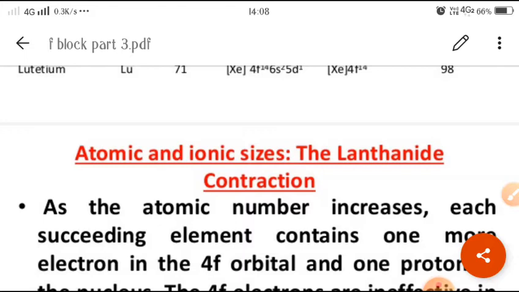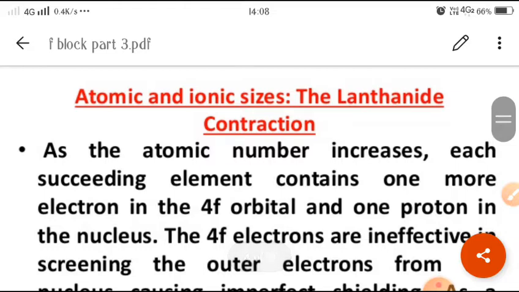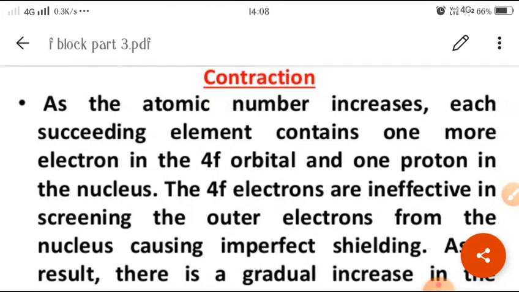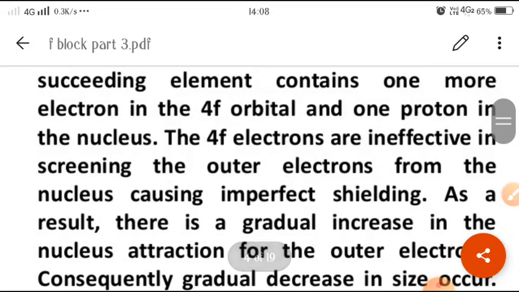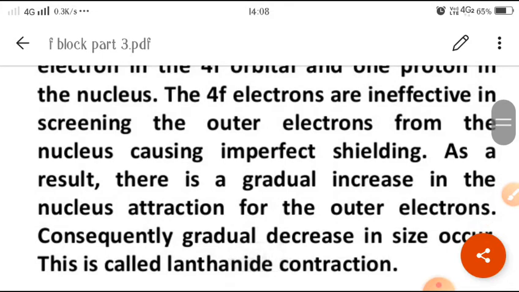Now we shall see the variation of atomic and ionic size. As the atomic number increases, each succeeding element contains one more electron in the 4f orbital. So every time one electron is added in 4f, and one proton in the nucleus. The 4f electrons are ineffective in screening the outer electrons from the nucleus, which causes imperfect shielding. So even though electrons are being added in 4f, the charge in the nucleus increases every time, and 4f electrons are very poor shields, so the outer shell electrons experience more force. As a result, there is a gradual decrease in the nucleus attraction shielding for the outer electron.